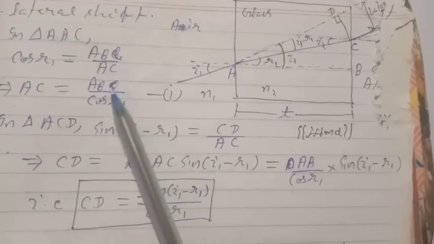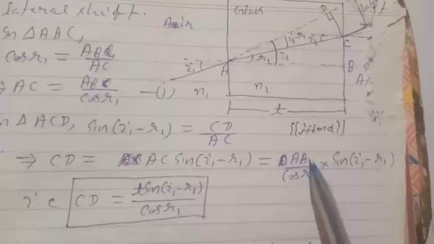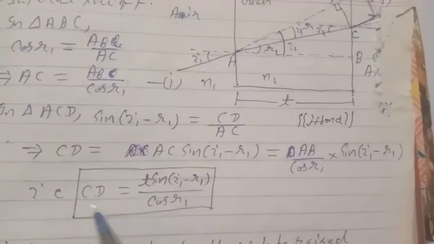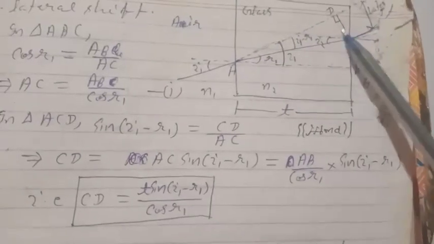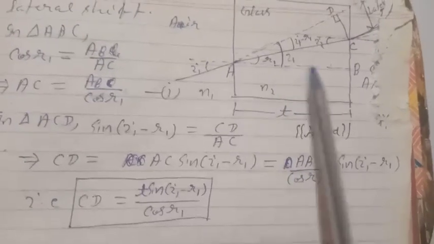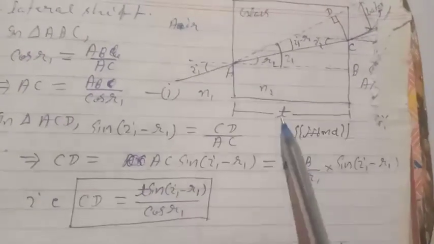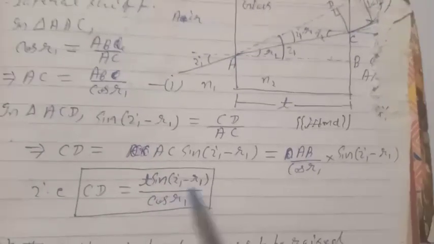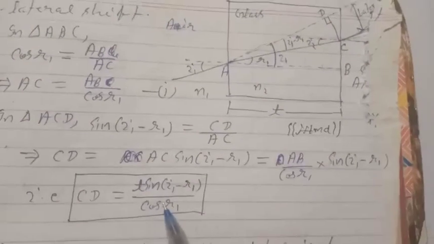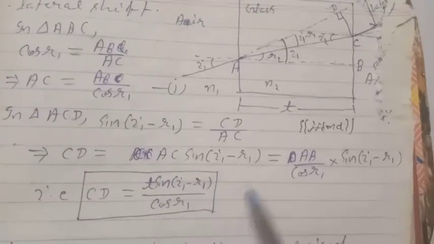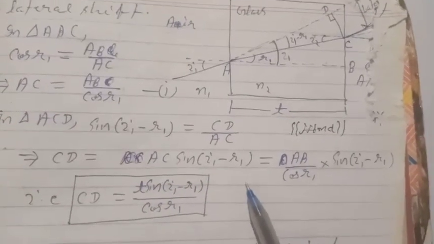So putting the value of AC from 1, we get AB by cos R1 into sin(I1 minus R1). CD is the lateral shift, and AB is the thickness of the glass. If it is represented by T, then we can write CD equals T sin(I1 minus R1) divided by cos R1. This is the relation between lateral shift, thickness of the glass, angle of incidence and angle of refraction.